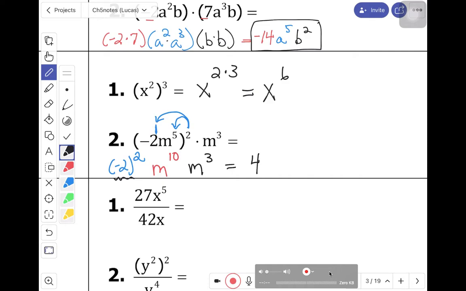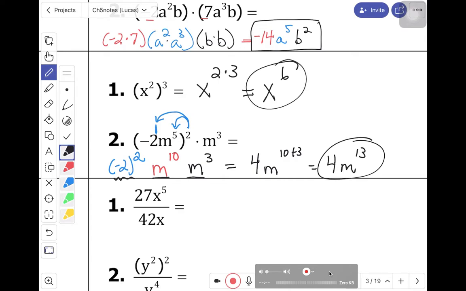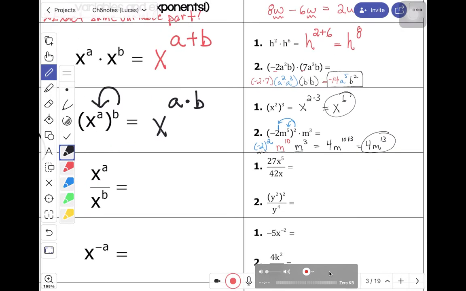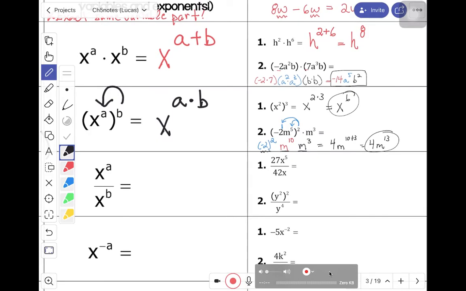And then do you see how you have m to the 10th and m to the 3rd? We're allowed to add those exponents together. So that's going to be m to the 10 plus 3. So this will be 4m to the 13th power. And that's your answer there. I always circle my final answers to distinguish them from the work. So we are allowed to distribute an exponent outside of the parentheses as long as there's no plus or minus.